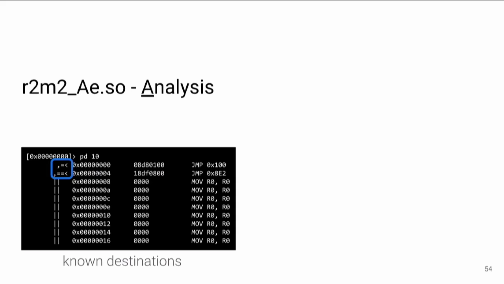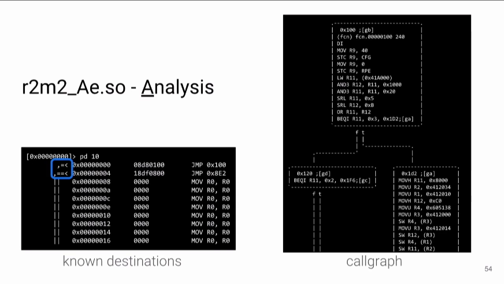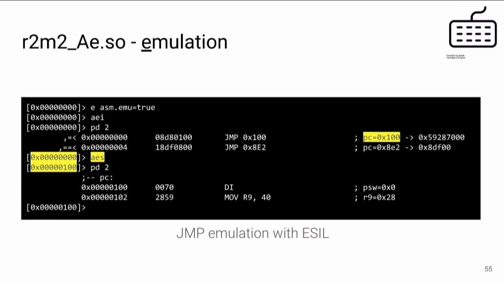Because we know where the jumps and the calls go, Radare can build this cool call graph in a console. And here we are looking at the call graph at address 0x100, which is the first jump in the binary. So we can start reversing. And yes, I like to reverse with Radare. E stands for emulation, and I will explain that with a demo again.